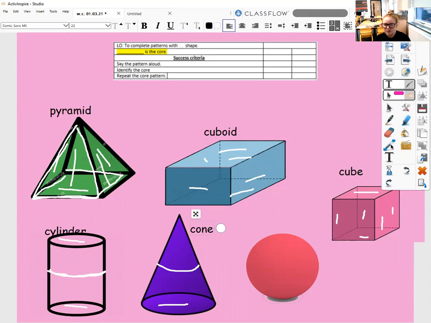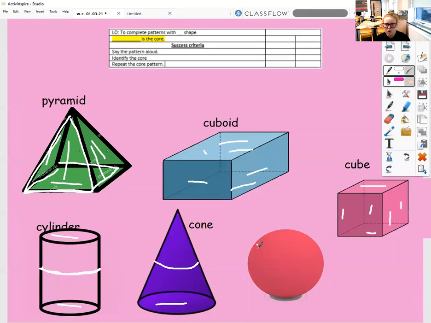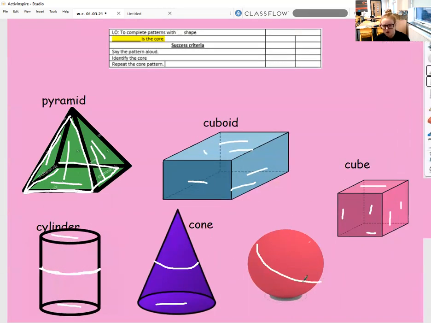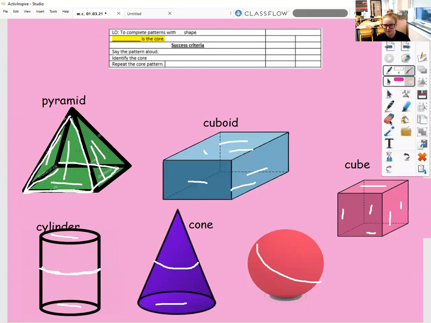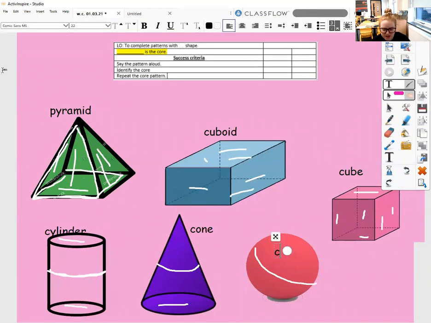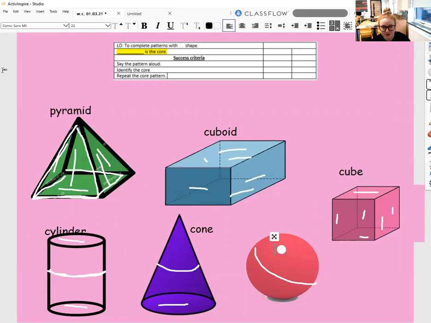Fantastic. Last one. This shape has 1 curved face. What shape is this? This is a sphere, not a circle. There's no flat 2D shapes making up this shape. It has 1 curved face, so a sphere.